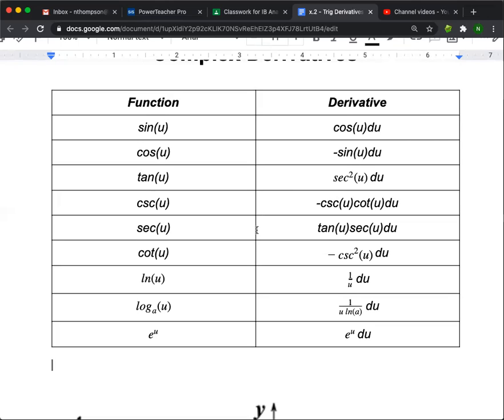All right, so go ahead and work on this Delta Math over the weekend, and we will do your review on Monday.